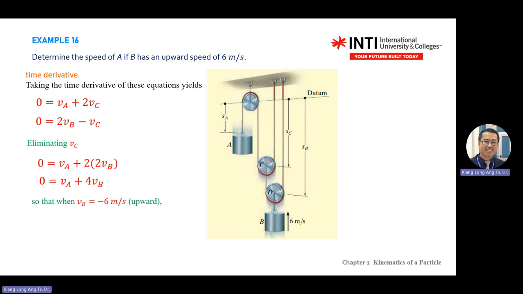Okay. You substitute, you get VA equal to positive 2.4 meter per second, you get positive referring to datum A, positive go down. Makes sense in logic, lah. If you move up, A will move down. Correct, lah.